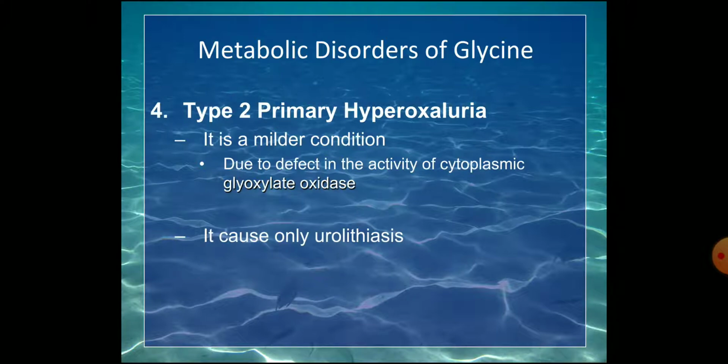Then there is one more, type 2 primary hyperoxaluria. It is a milder condition due to a defect in the activity of cytoplasmic glyoxylate oxidase. So another enzyme called glyoxylate oxidase is defective. In this case only urolithiasis, stones in the urinary tract, is seen. No other complication. It is a milder condition and also a rare condition.